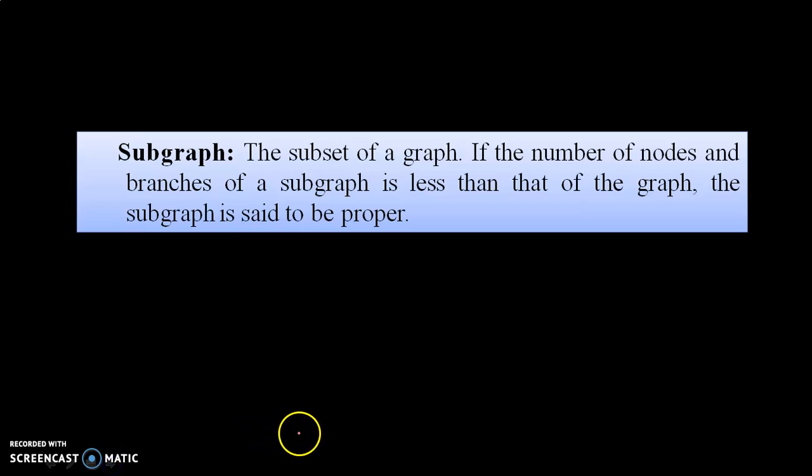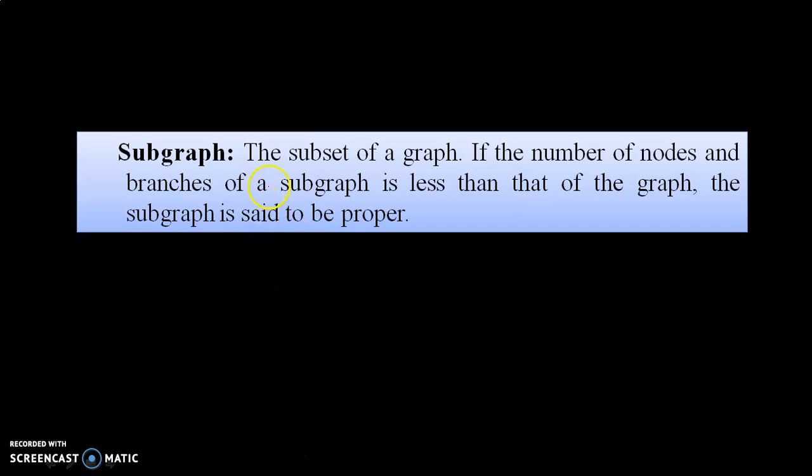Then what is subgraph? Subgraph is actually a subset of a graph. We have studied set theory. There is a set, there is a subset. Likewise, there is a graph, then there is subgraph. Subgraph is the part of the graph. If graph is a universal set, then subgraph will be your subset. Subgraph is contained within the graph. The graph will contain the subgraph.